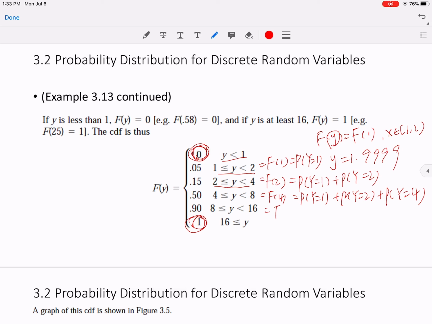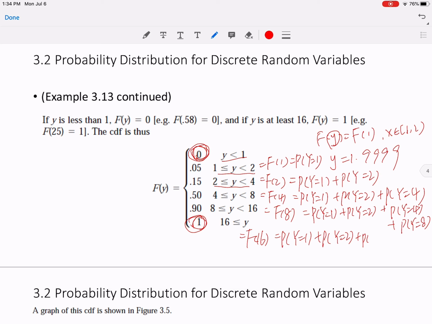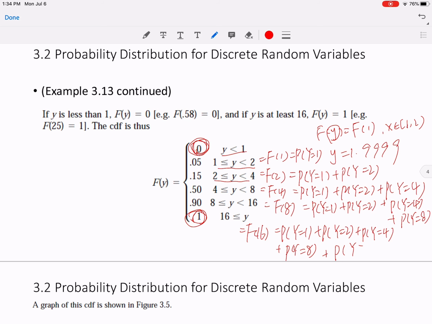And this is equal to f of 8, which is the probability of y is equal to 1 plus the probability of y is equal to 2 plus the probability of y is equal to 4 plus the probability of y is equal to 8. And the very last one is equal to f of 16, which is equal to the probability of y is equal to 1 plus the probability of y is equal to 2 plus the probability of y is equal to 4, plus the probability of y is equal to 8, and plus the probability of y is equal to 16.